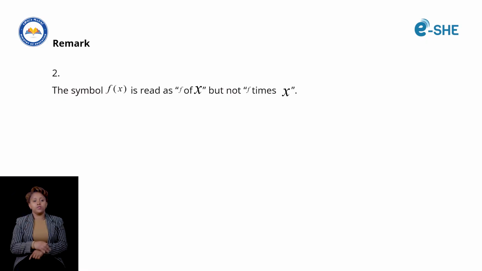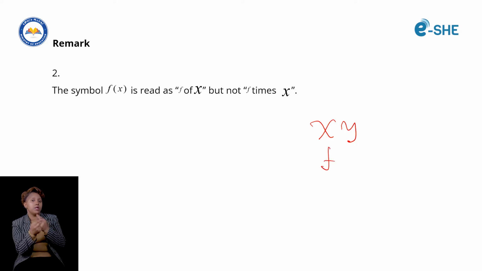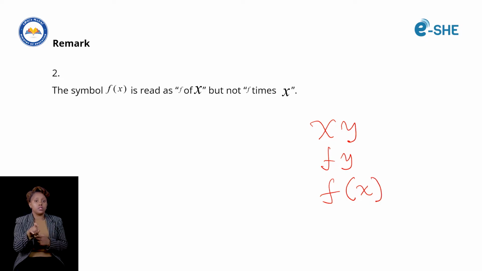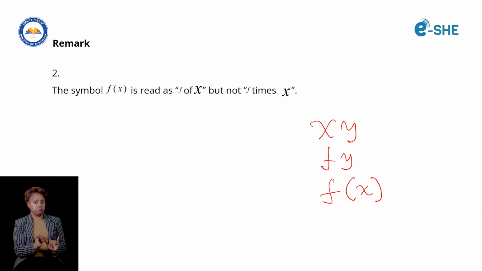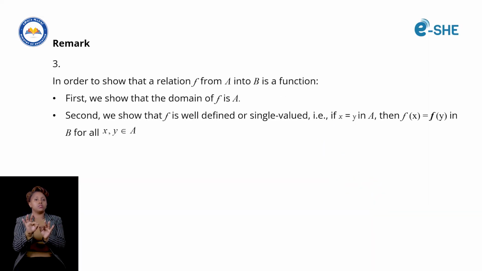The symbol f(x) is mathematically read as f of x, but don't forget that if we have x times y, this is a multiplication. When we say fy, it could be a multiplication, but if we represent it as f(x), this is not a multiplication. It's not f times x, but it is the functional value of x assigned by the function f.